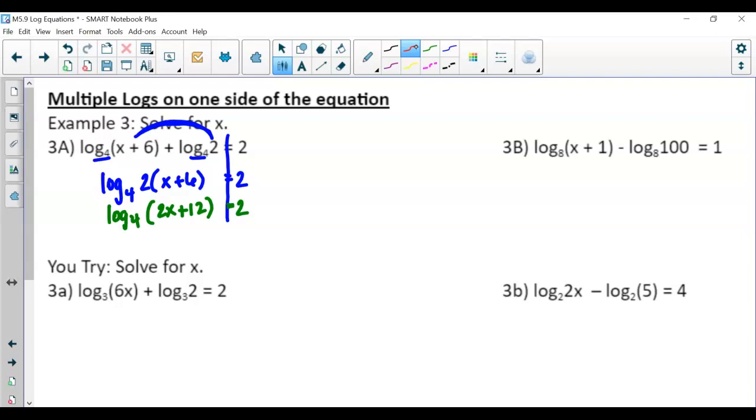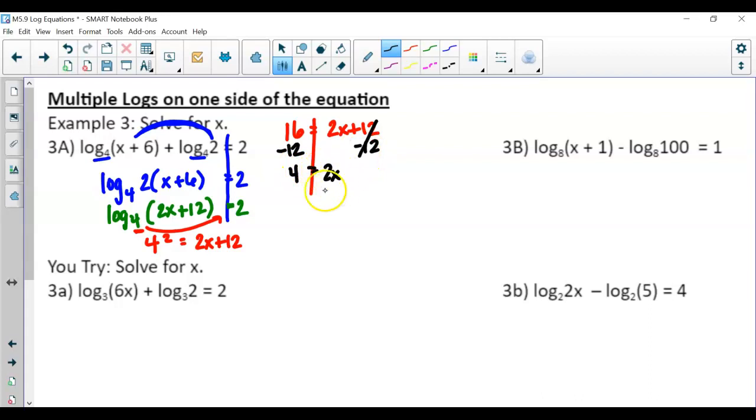So what is the base? The base is 4. 4 to the second power is equal to 2x plus 12. And now we're solving. 4 squared is 16, which is equal to 2x plus 12. Now you're just solving a two-step. Subtract 12 from both sides. You get 4 is equal to 2x. Divide by 2, and you get x is equal to 2.